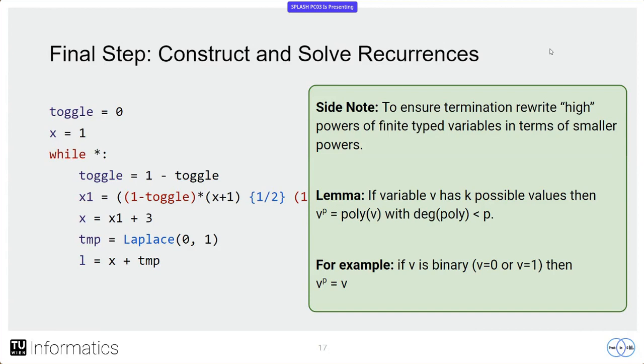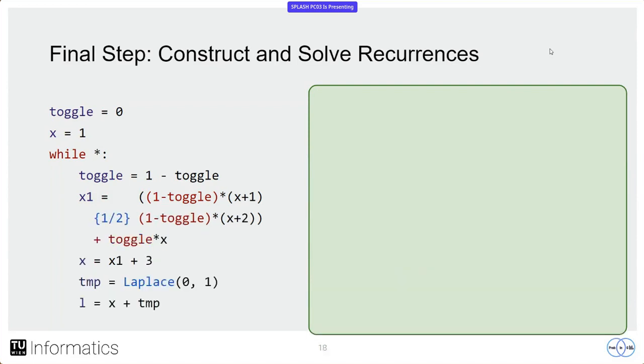To ensure termination, or a finite system of recurrences, we have to reduce these finite-valued variables. For instance, I said toggle is binary. So if you take toggle to any power, it's just equivalent to toggle itself. You can scrap the power, because 0 to any power is 0, 1 to any power is 1. You can do the same if you have more possible values, but they have to be finitely many values. You cannot just scrap the power, but you can replace it by a polynomial using only lower powers. For details, I refer you to the paper.